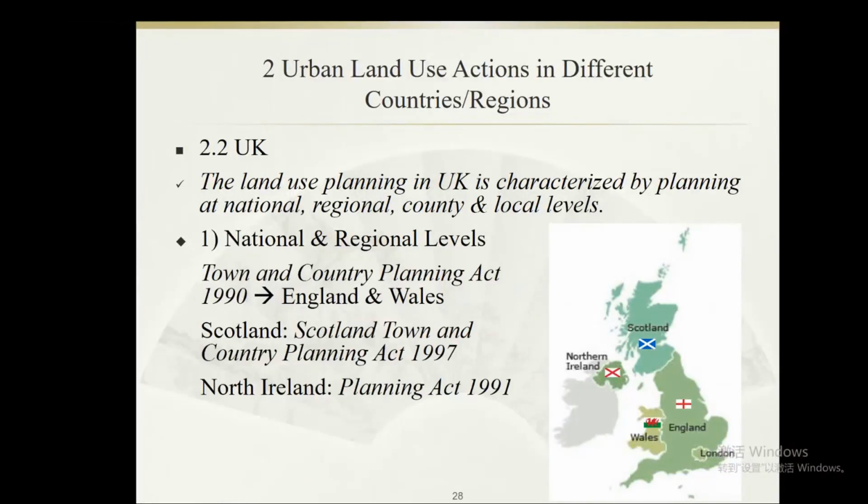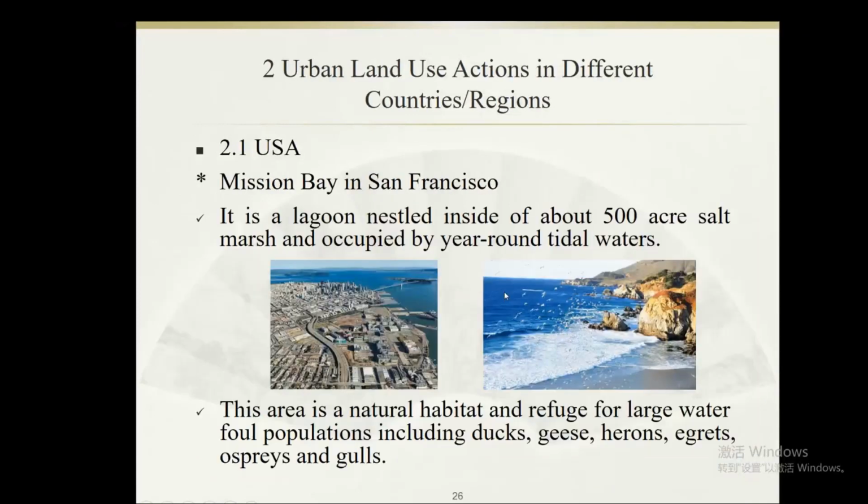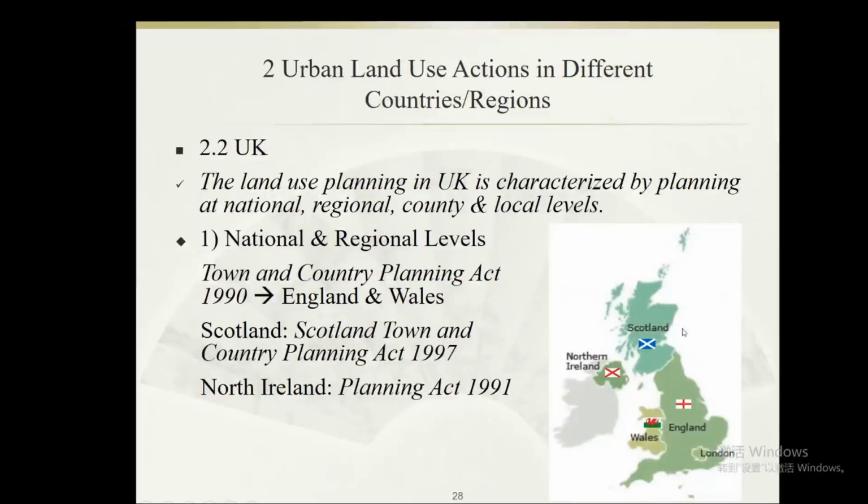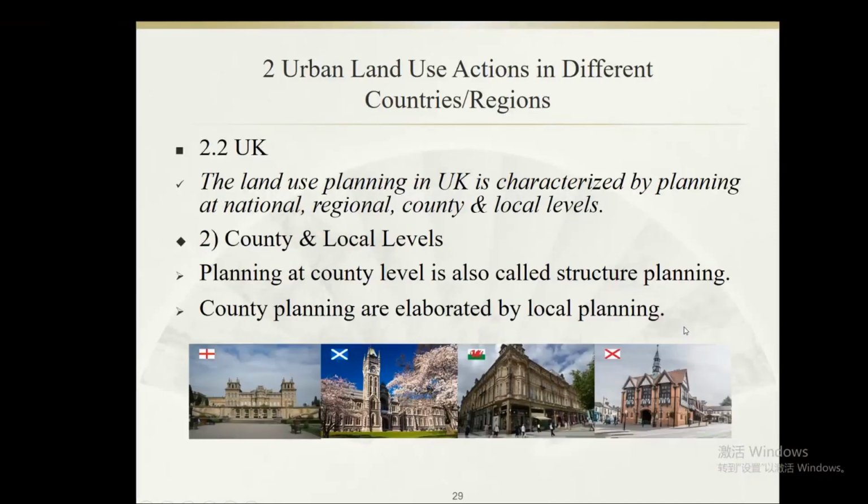In England and Wales, they have the Town and Country Planning Act from 1990, and for Scotland, they have the Scotland Town and Country Planning Act in 1997, and North Ireland has the Planning Act from 1991. Similar to the case in the US, but a little different for these four parts. At the county and local levels, planning at county level is also called structure planning. County planning is elaborated by local planning. This is the case in the UK.